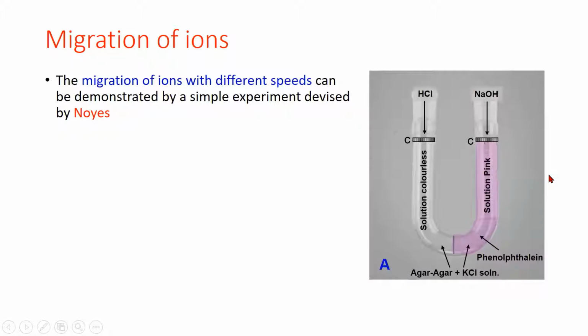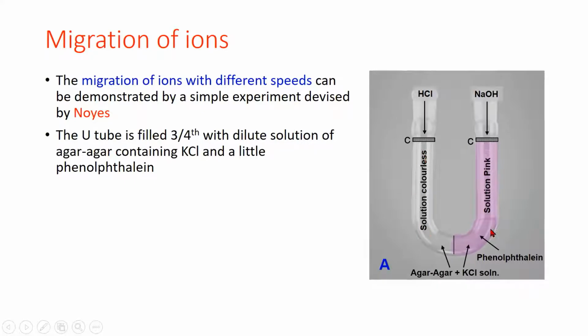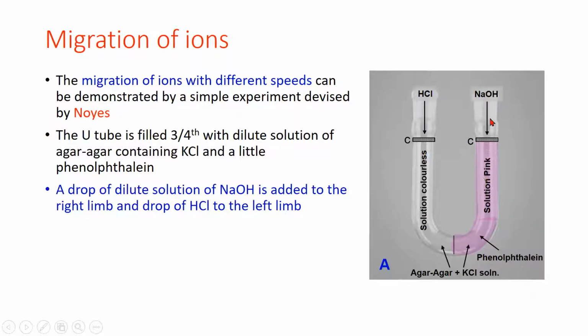Migration of ions with different speeds can be demonstrated by a simple experiment devised by Lodge. A U-tube is filled 3/4 with a dilute solution of agar-agar containing KCl and a little phenolphthalein. A drop of dilute solution of sodium hydroxide is added to the right limb and a drop of HCl is added to the left limb.